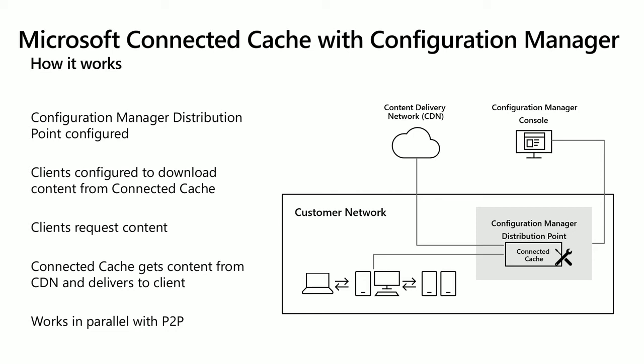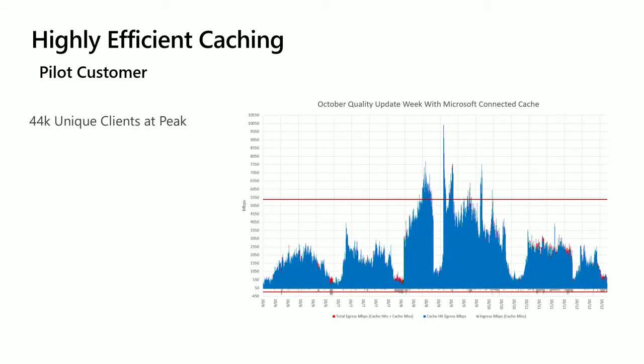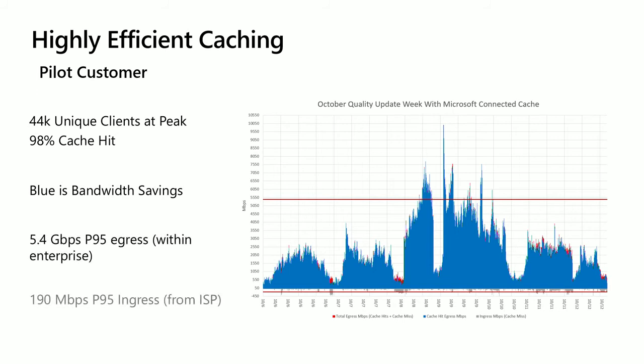content. Okay, so I'm going to show you some data just on how efficient Microsoft Connected Cache is. So I'll show you some real data here from a pilot customer. And this is from the October quality update that was released just a few short weeks ago. And this particular client, during this peak, if you can see the peak there, they had 44,000 unique clients coming at that peak. And that number there, 98% cache hit rate. So that means 98% of the content that was requested from all of the clients in this network was from the cache.